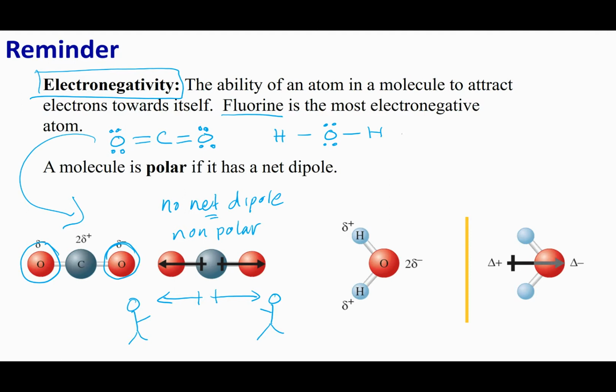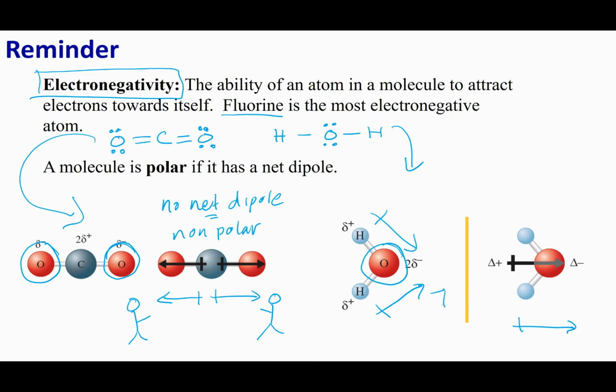Now let's take a look at water, which we know is a polar molecule. Now we can explain why water is a polar molecule because we know that oxygen is more electronegative than hydrogen. If oxygen's more electronegative than hydrogen, we can draw our dipole arrows from hydrogen to oxygen. Now what you guys will see is that both of these arrows are pointing to the right. That means that there is a net dipole moving to the right side.